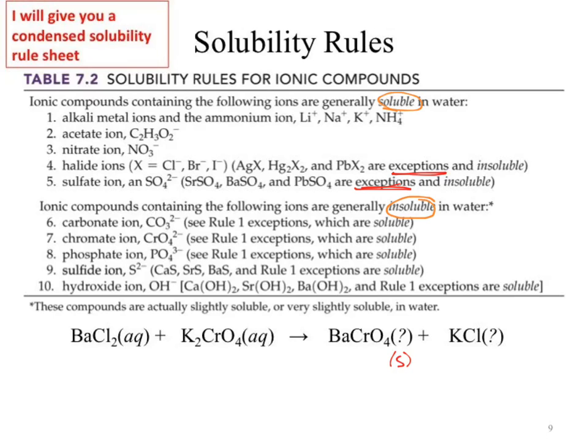KCl. Again, we get to sift through the rules for either the potassium ion or the chloride ion. Which one do you see? I see 4. Someone mentioned 4, at least for our halide ions. It says our halide ions are in general soluble except when bound to silver, mercury, or lead. Is potassium silver, mercury, or lead? No, which means it's soluble, which means we specify aqueous.